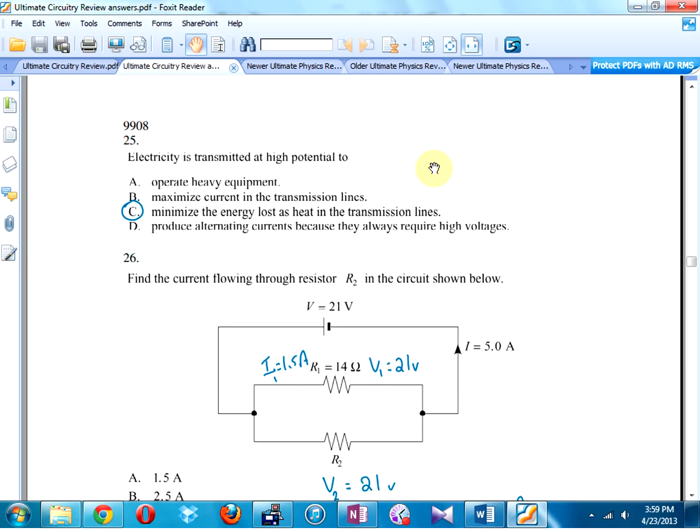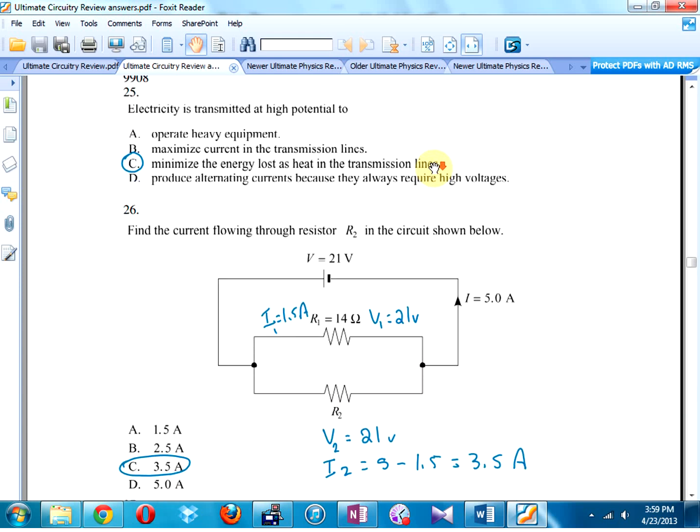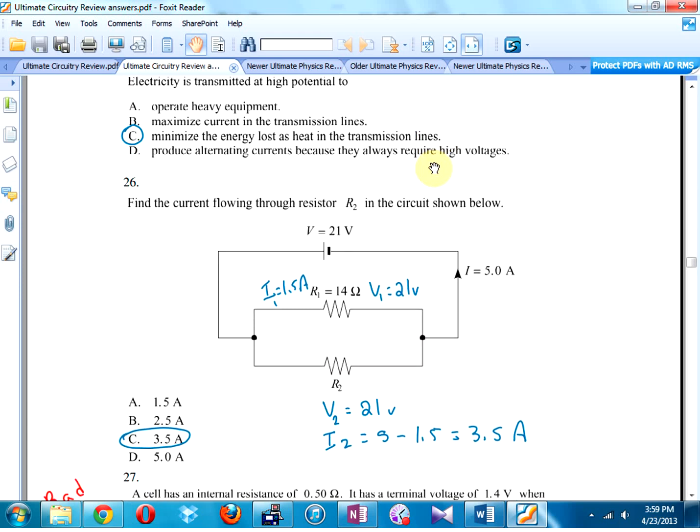25 you can cross out, if I haven't done that already. That's going to be the transformers, which happened later on this year.